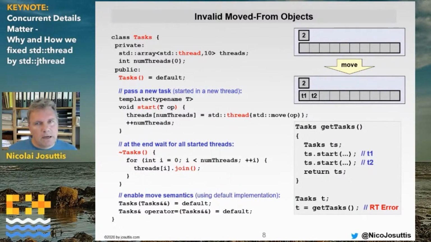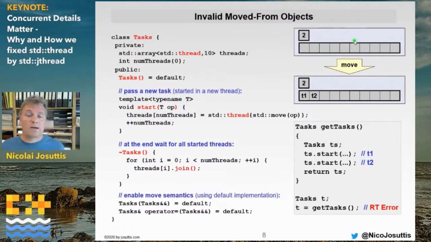So the return value of get tasks, the tasks object which is returned here, is in an invalid state. It is an object where it says we have 2 threads, but the 2 threads were moved away. So we have a default constructed thread here, a thread without an associated really running thread inside. And if we call join for them, which we will do now when we destruct the return value, we will get an error, well, an exception in this case. So we have created a moved-from object, and we have created a state that is not valid. And we can't even call the destructor for this object.